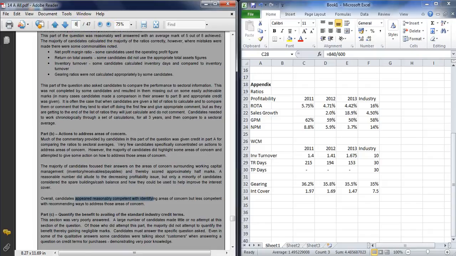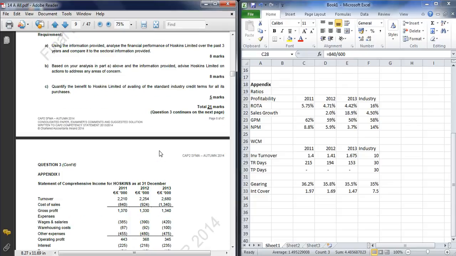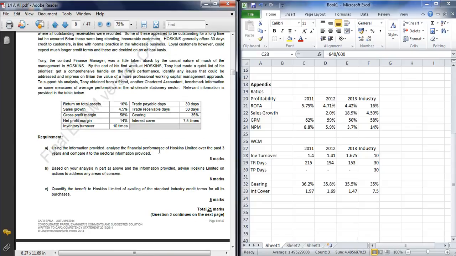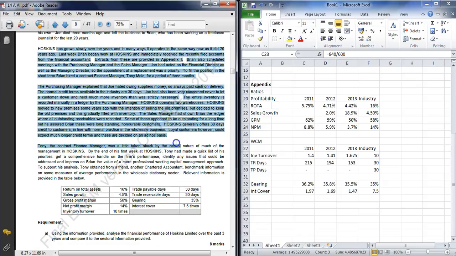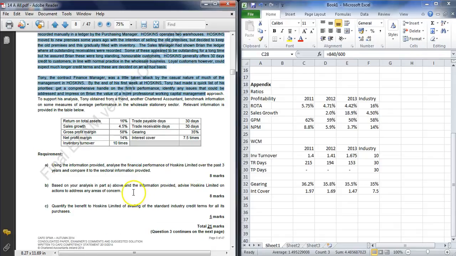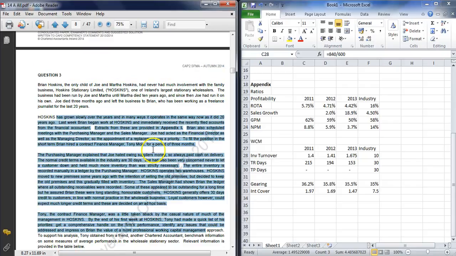So overall, that was a fairly typical question in terms of financial analysis at SFMA. Sometimes you may be asked to calculate ratios, other times they will be given to you, and it's more about interpretation. But there are 2 key points to take away. You need to be able to tell the story using the narrative. There will be a lot more narrative in these questions than in CAP 1. And the second thing is you need to be able to make recommendations and give specific advice on how to rectify issues. So that was Autumn 14, question 3, focused on financial analysis.